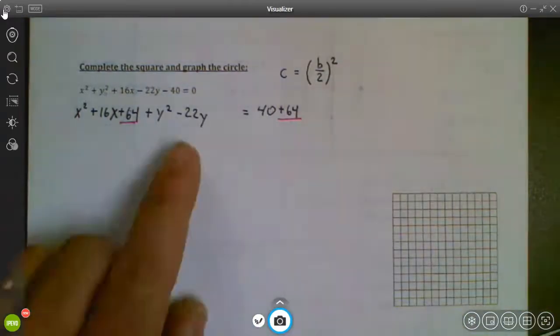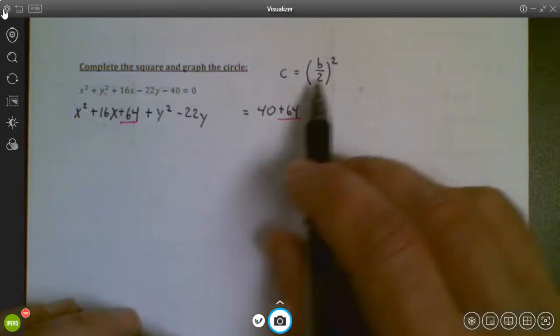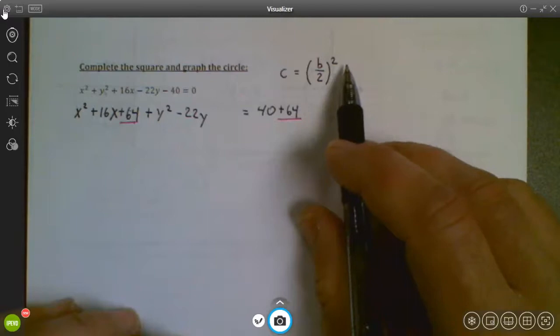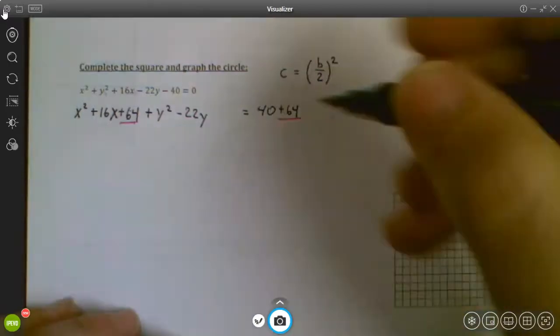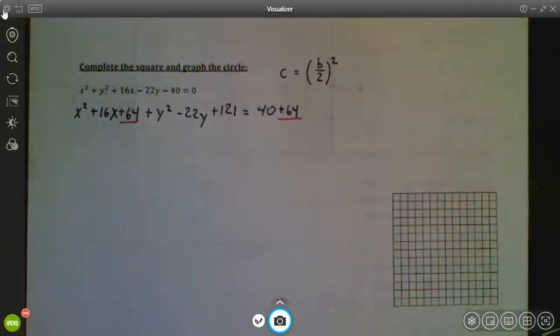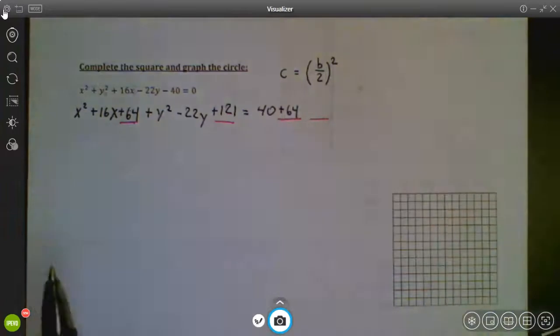So let's do the same thing with our y values. So again, I'm going to take my b value, negative 22. I'm going to cut it in half. It becomes negative 11, squared is 121. And again, if that's what I'm going to add to the left, I also need to add that to the right.